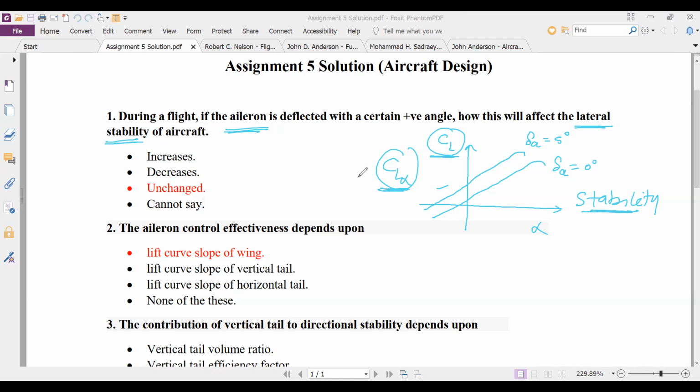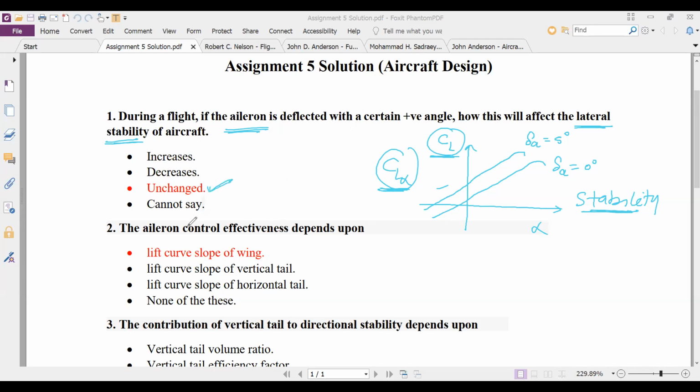Now, there could be a negative impact on stability. For example, you deflect ailerons such that it takes you away from stability. Yeah, that can happen, right? That can happen, but it doesn't mean that those three effects have stopped operating. So aileron deflection is not going to change that. So that's why stability remains unchanged.